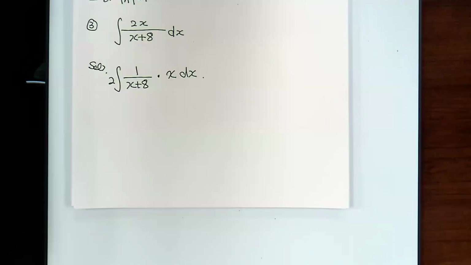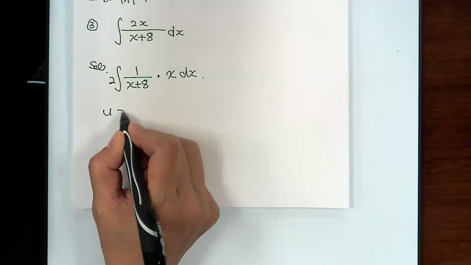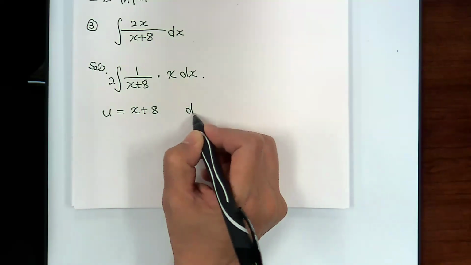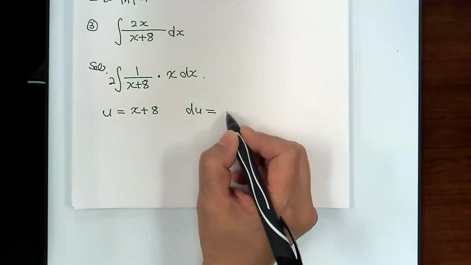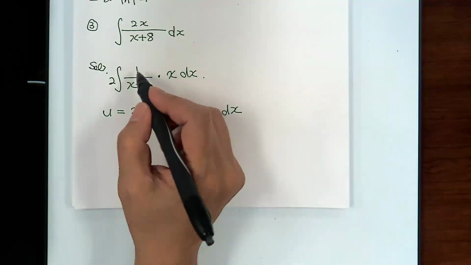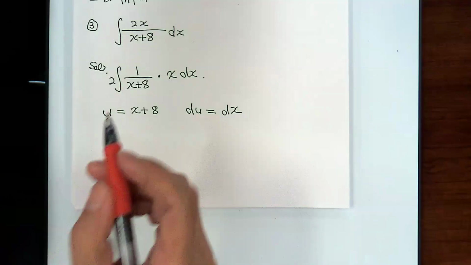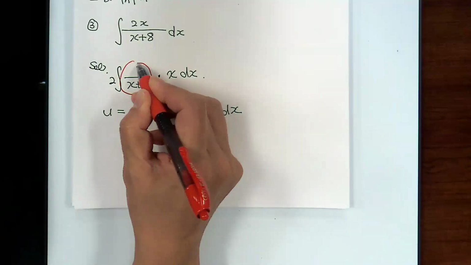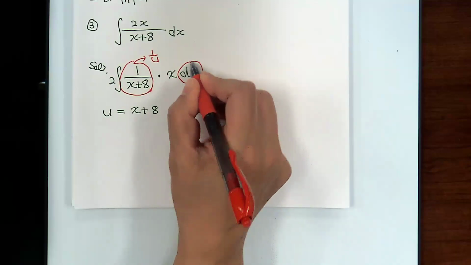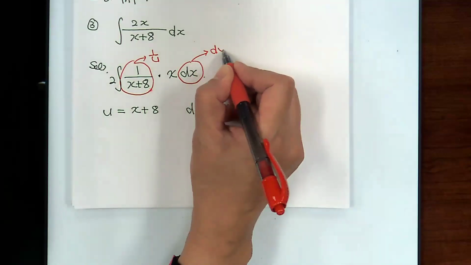If we put u equals x plus 8, then du equals dx. So this part became 1 over u, and this part can be rewritten as du.